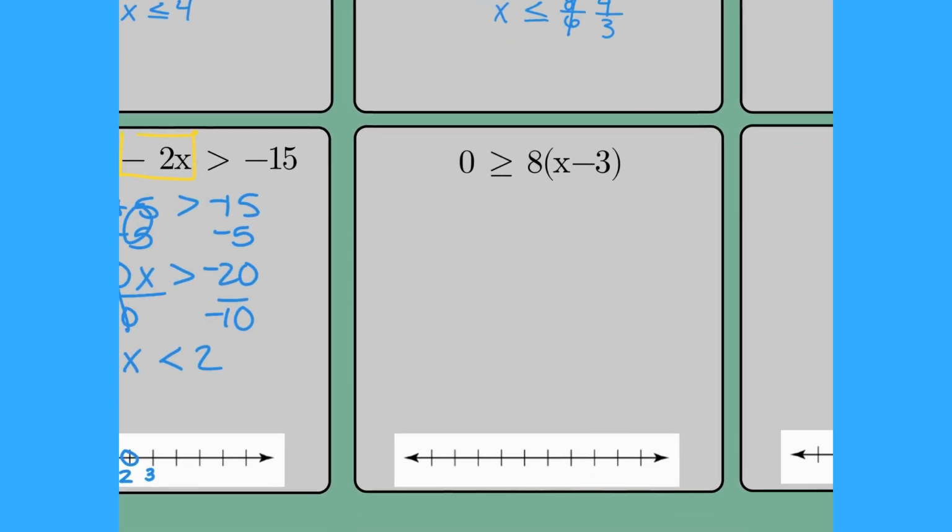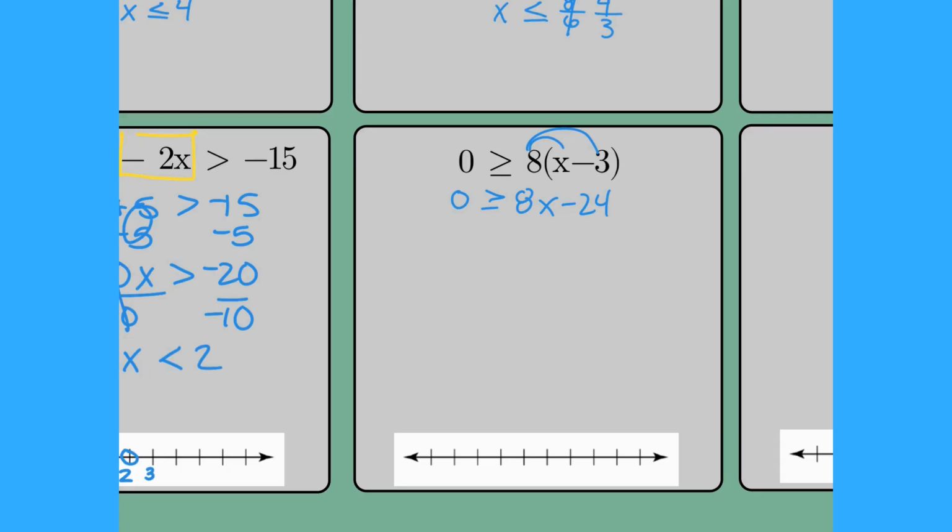Okay, this one with the 0, this one tends to be tricky because we see the 0 and get a little bit confused, but we're going to treat it like it's any other number. So I'm going to do distributive property first. 8 times x, 8 times negative 3. There's nothing to simplify, so I'm just going to start solving.